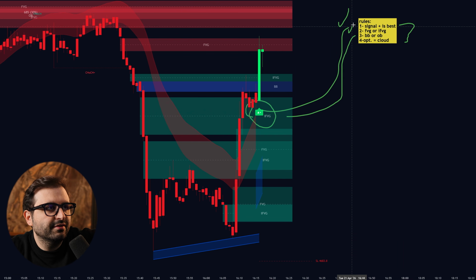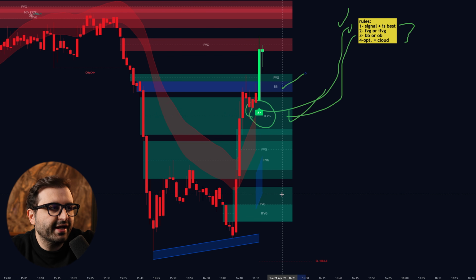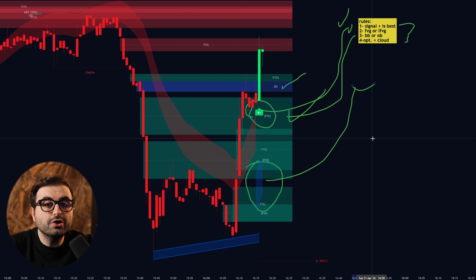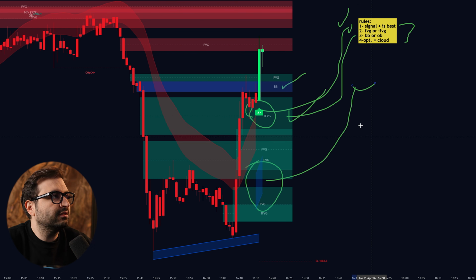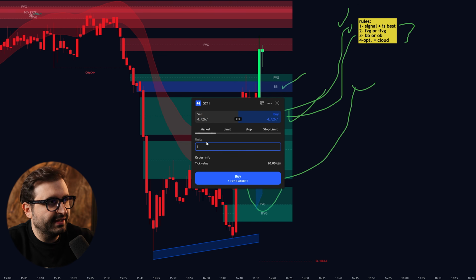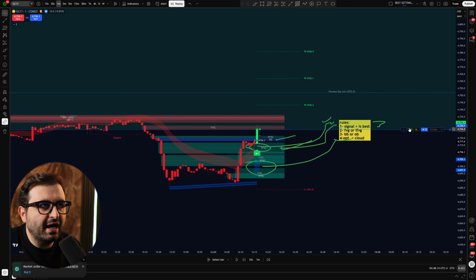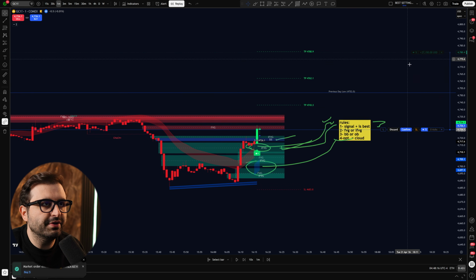IFG, check. This is the first one. The breaker block is check. And you can see that we also got the blue cloud, check. So you got all 4 rules matched. All you need to do is just hit the buy button here, and I will just go with 5 contracts. I'll ride my trade until I get this full TP over here.